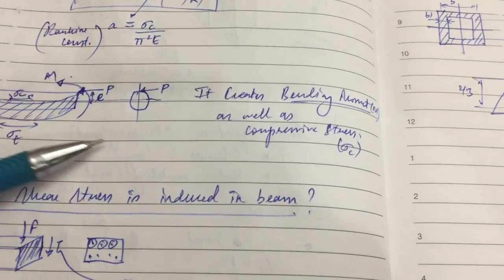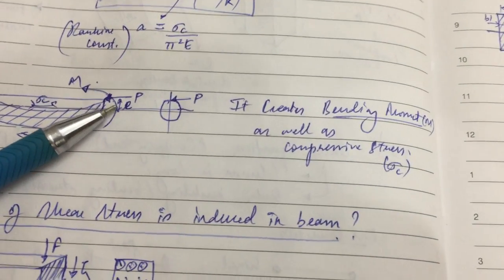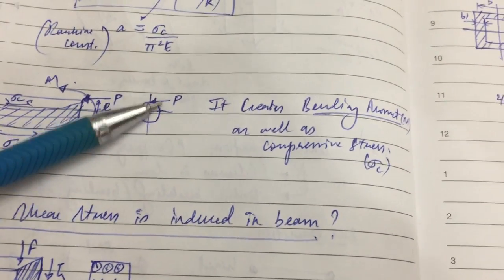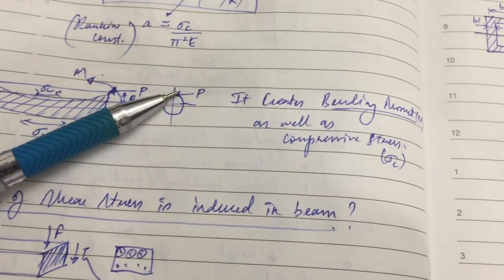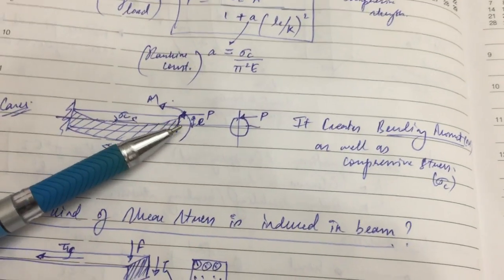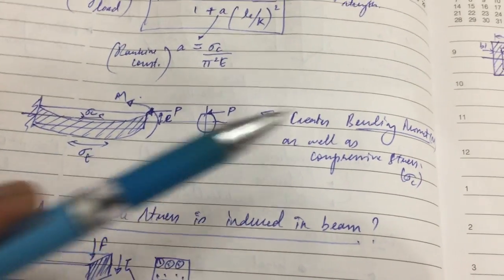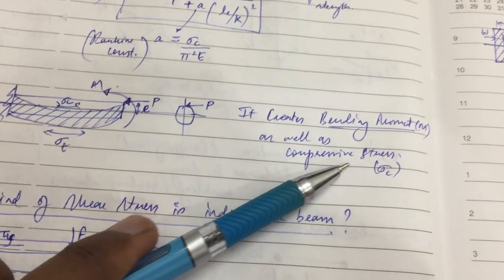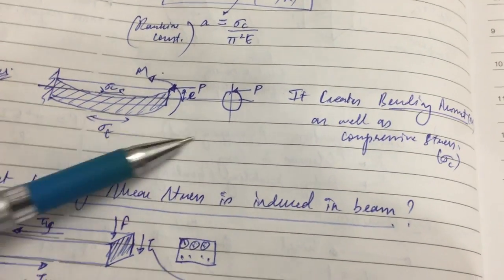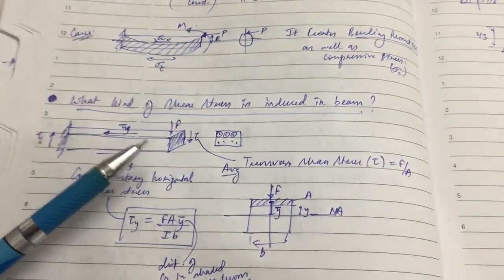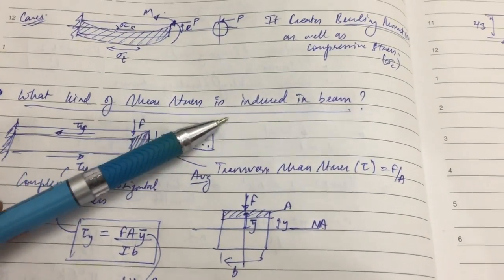So next one is the case in which we have a load something like this, on a circular section beam, and if the load is applied on the edge, this kind of force will create both bending moment as well as the compressive stress. Okay, the deformation will be something like this. It will create bending stress as well as the bending moment. Okay, what kind of shear stress is induced in the beam?